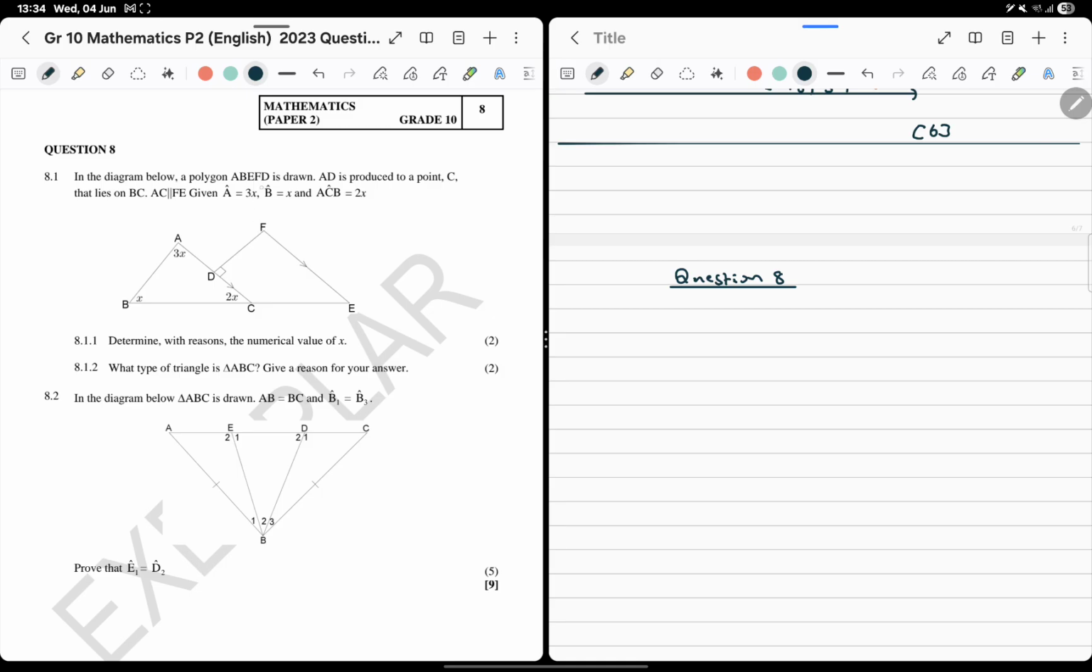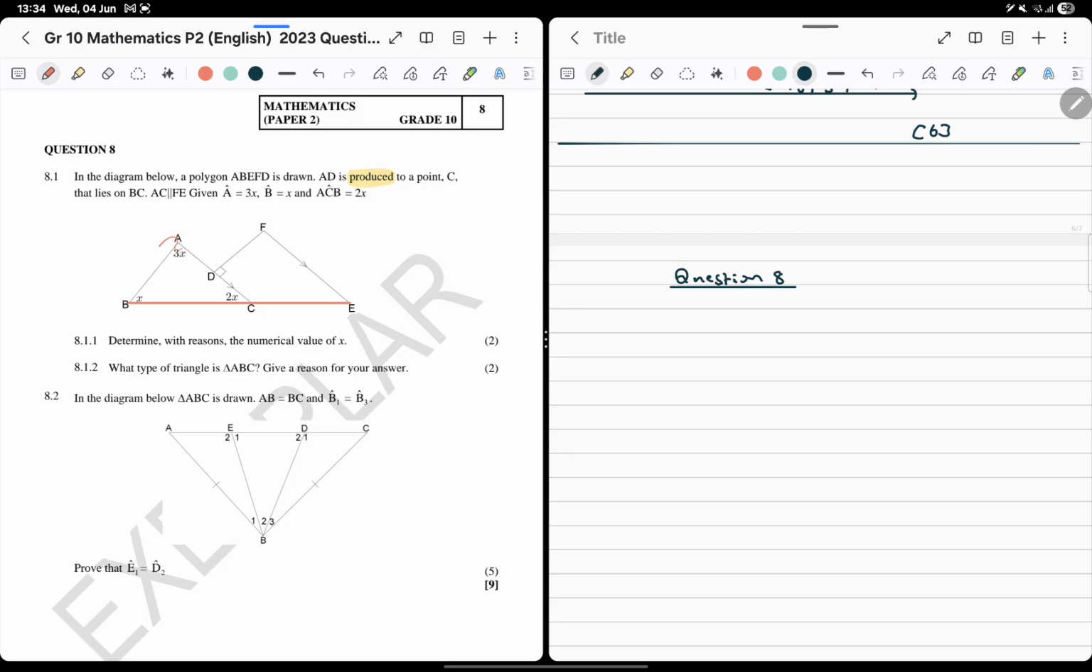ABEFD, we can see, it's quite strange, is drawn. AD is produced to point C. Now, once a line is produced, it means we have a straight line. The idea of production means a straight line. So please be familiar with the terminologies. Produced means no angulation. It's a continuation of the same line. That lies on BC.